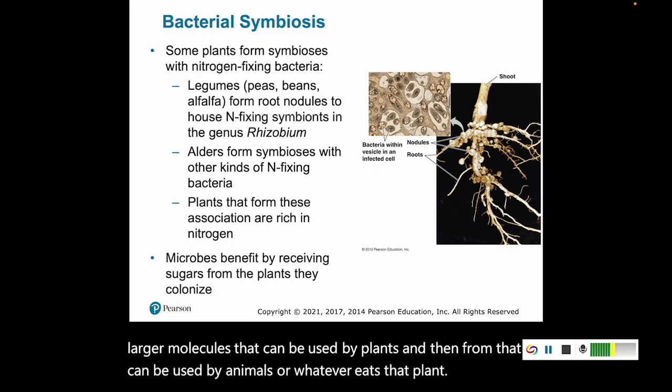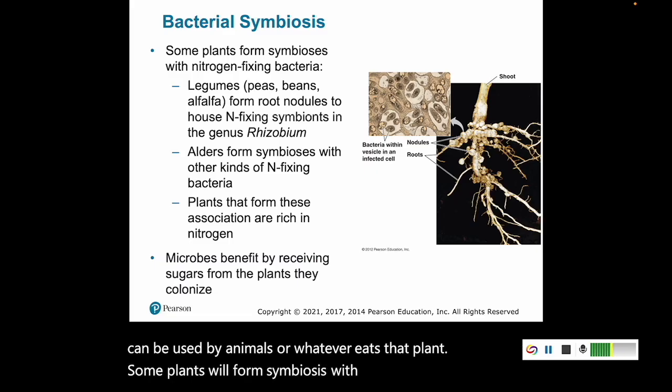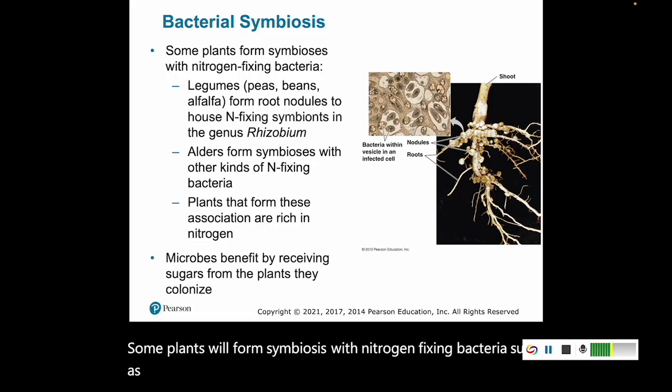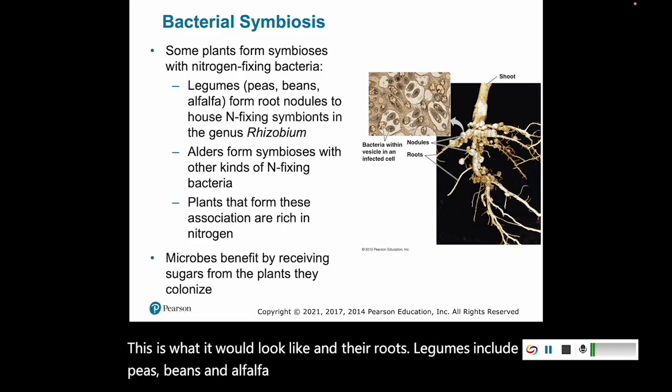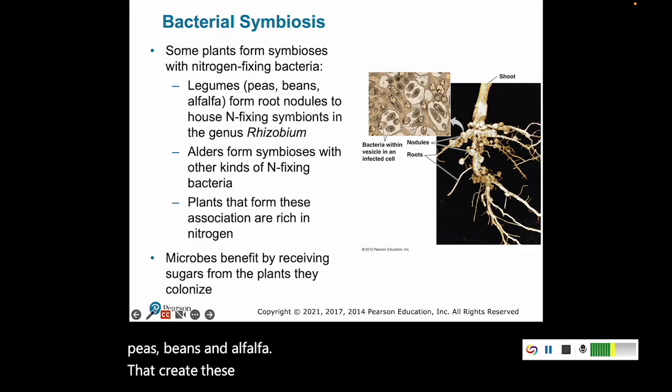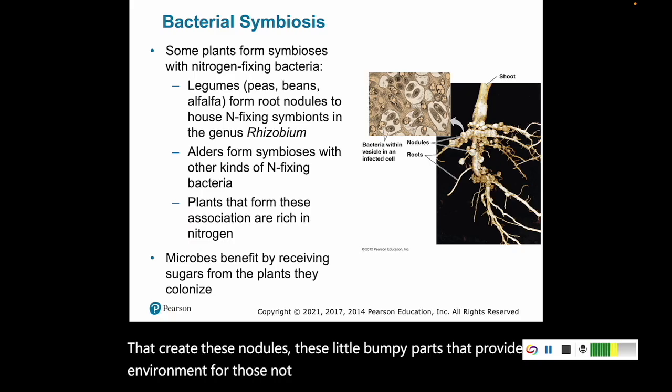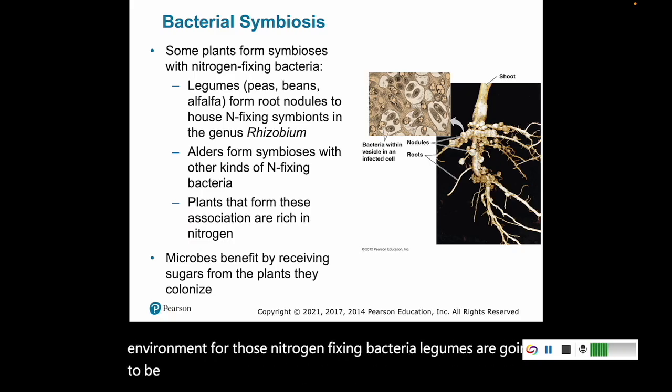Some plants will form symbiosis with nitrogen-fixing bacteria, such as a legume. This is what it would look like on their roots. Legumes include peas, beans, and alfalfa. They create these nodules, these little bumpy parts that provide an environment for those nitrogen-fixing bacteria. Legumes are going to be specifically forming symbiosis with bacteria in the genus Rhizobium.